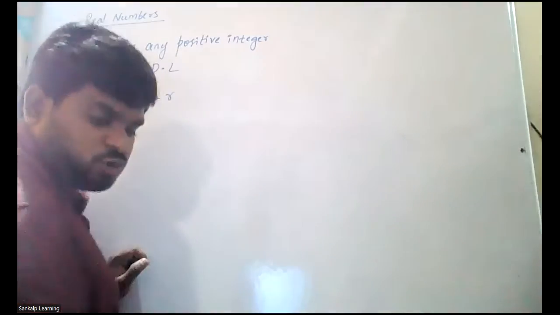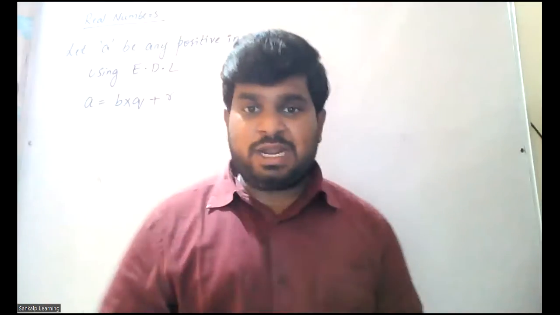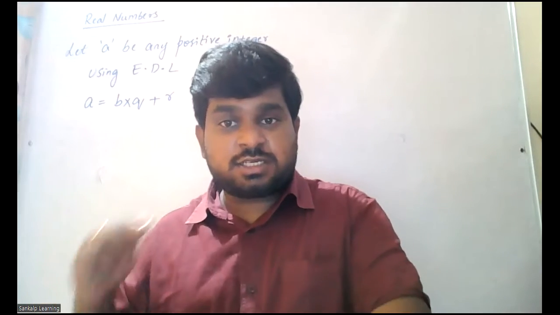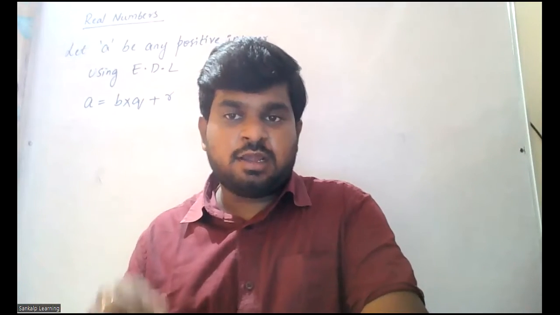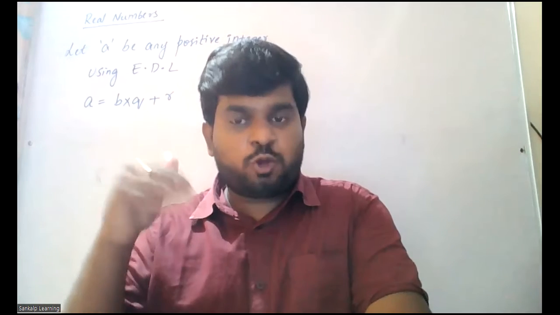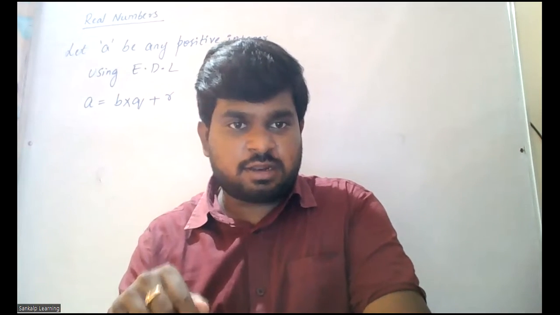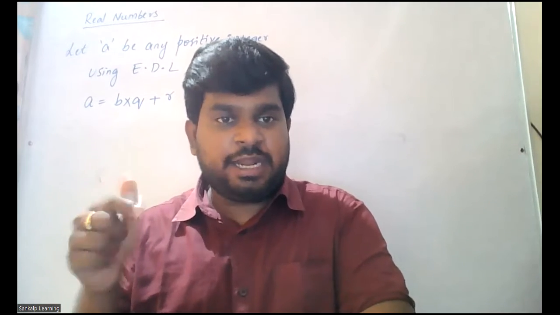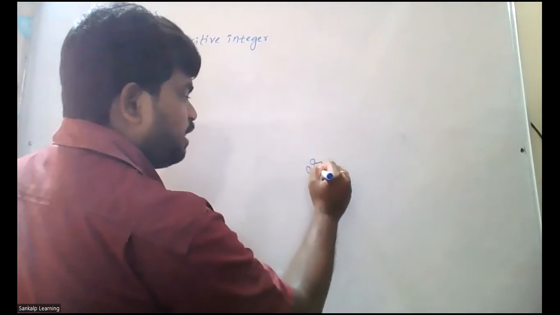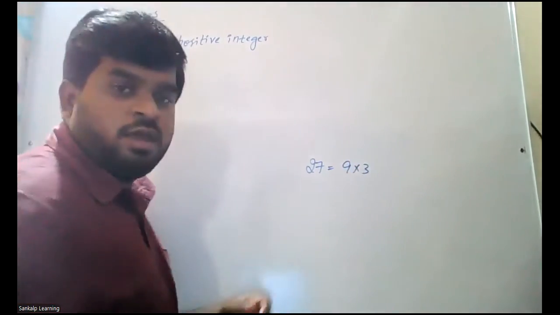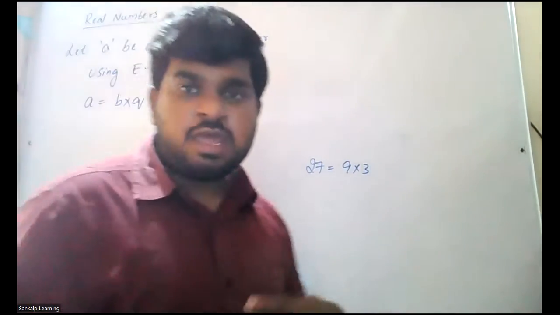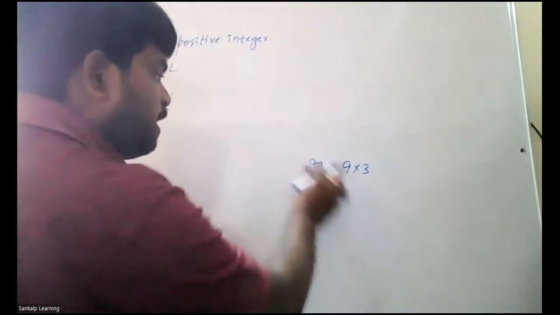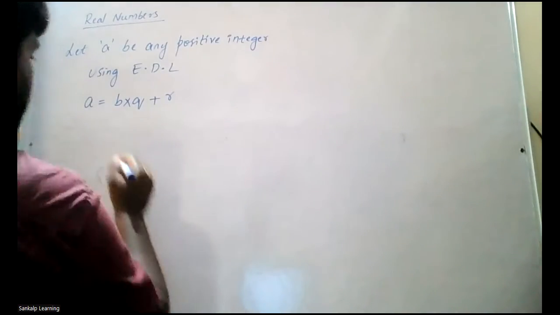So what we'll do is, instead of taking the b value as 9, we'll take it as 3. Why 3? Because the question is cube of any positive integer, right? If I cube 3, I will get 27, isn't it? 3 cube is 27. That 27 can be written as 9 into 3. So if I take b as 3, there is a chance of expressing it in terms of 9.